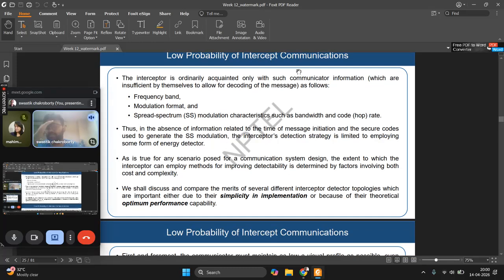The interceptor is ordinarily acquainted only with such communicator information as frequency band, modulation format, or spread spectrum modulation characteristics such as bandwidth and hop rate. Thus, in the absence of information related to time of message initiation and the secure codes used to generate the SSC modulation, that is, encryption keys, if you do not have the encryption keys of the communication, you cannot detect what message was transmitted.